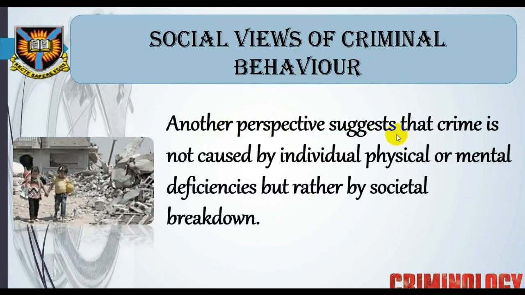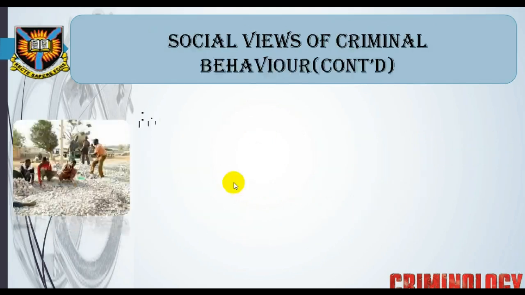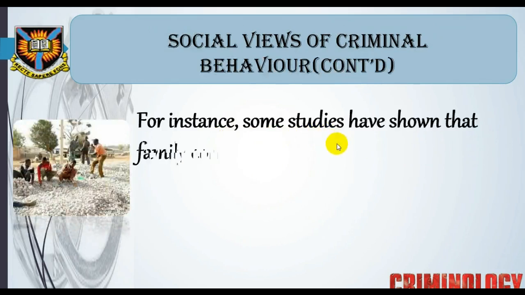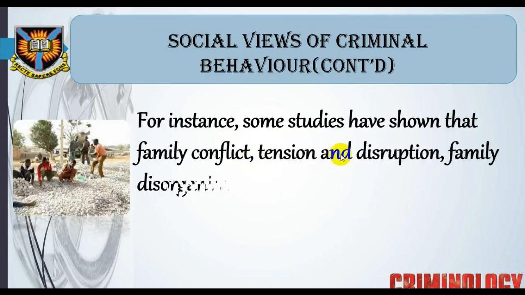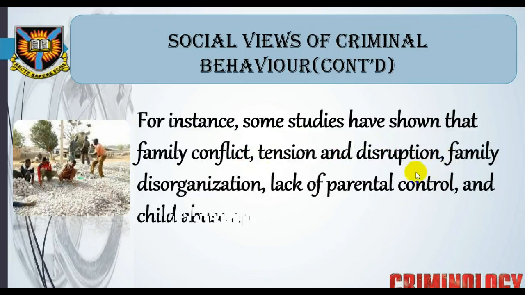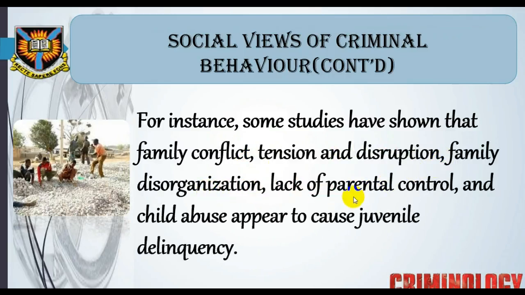6. Social views of criminal behavior. Another perspective suggests that crime is not caused by individual physical or mental deficiencies, but rather by societal breakdown. For instance, some studies have shown that family conflict, tension and disruption, family disorganization, lack of parental control, and child abuse appear to cause juvenile delinquency.